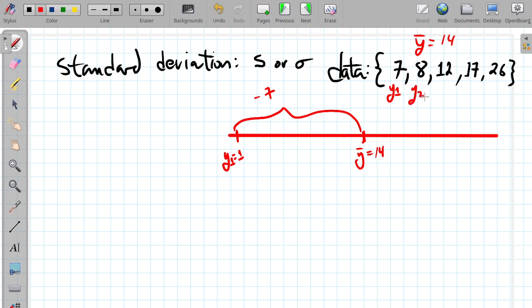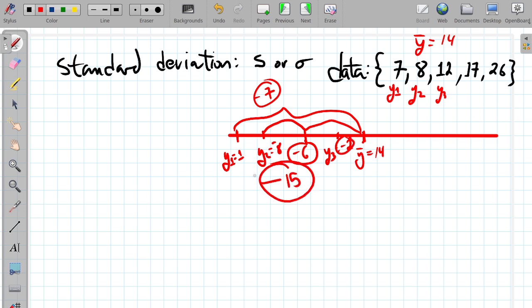Let's put the rest of them in here. So this is y2. It's at 8. We'll put that over here. So this is y sub 2. It's 8. And its deviation is negative 6 units. And then we have y sub 3, which is pretty close. It's over here. We'll call this y sub 3. Its deviation is only negative 2. So you'll notice, that's not negative there. Here's our negative 7, our negative 6, and our negative 2. So the total deviations that are smaller than the mean sum to negative 15.